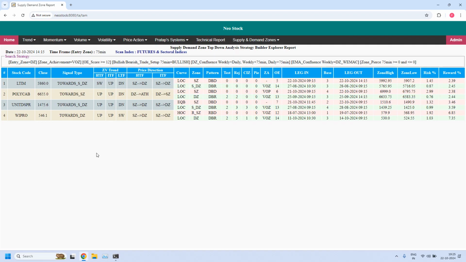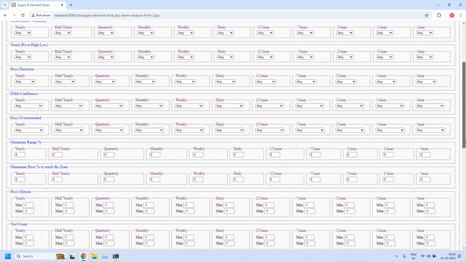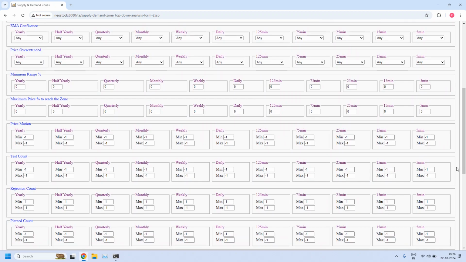Okay, next let us look for bearish trade setup for a weekly income trade. So entry time frame 75 minutes, entry zone supply zone. In bullish or bearish trade setup at 75 minutes time frame, I am selecting the value bearish, and this 75 minutes supply zone should not be pierced. So in the pierced count at 75 minutes time frame, I am setting minimum value 0, maximum value 0.